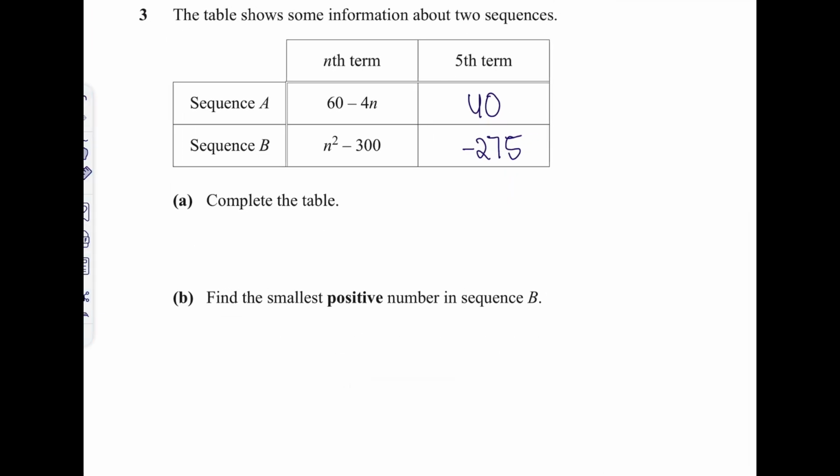It says find the smallest positive number in the sequence B. As you can see, if you take a small number and square it, then subtract 300, you will likely get a negative number.